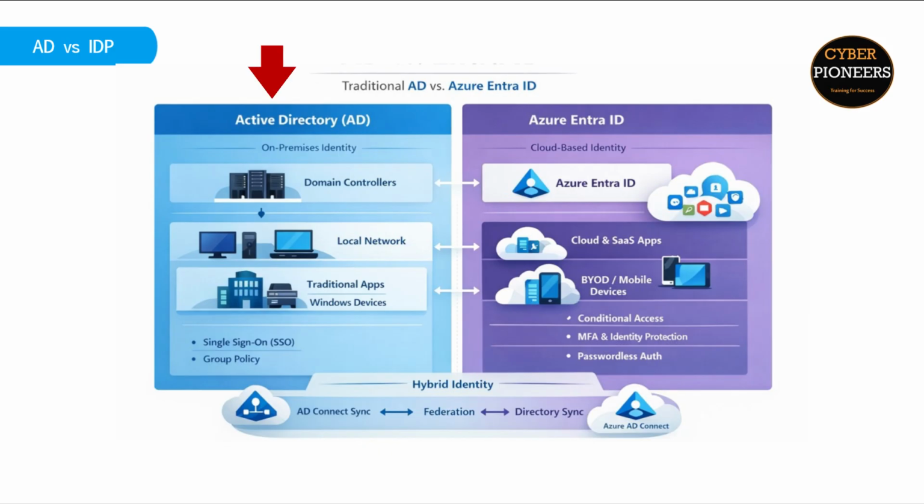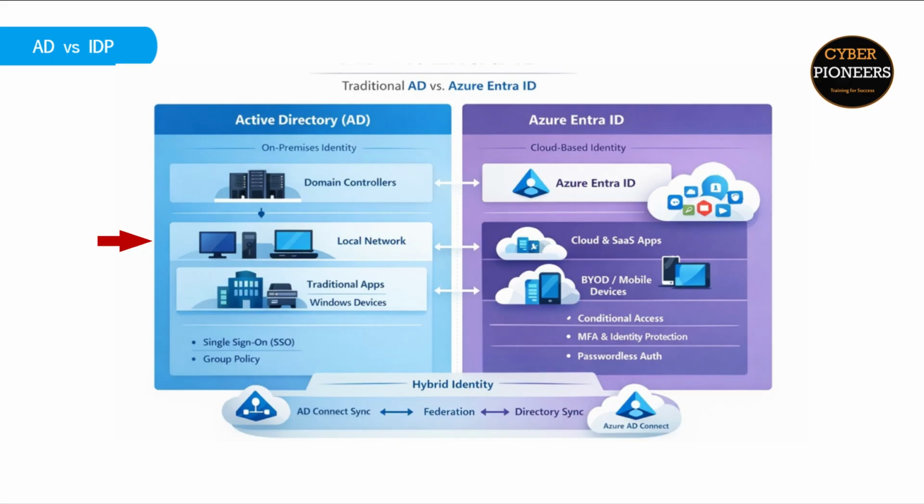On the left, we have traditional Active Directory. This is your on-premises identity infrastructure. At the core, you have physical or virtual domain controllers. They are the central authority living inside your corporate data center. Then we move down to network boundary. Users and devices connect strictly over your local network, LAN, or through a corporate VPN.